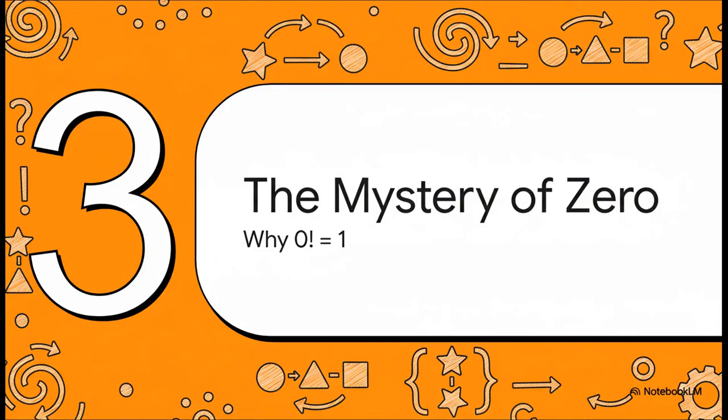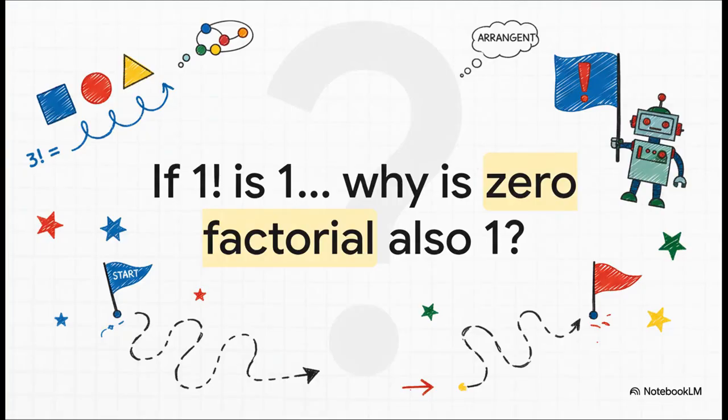And now for the part that trips up just about everyone, the 0 factorial. It's a rule that feels really strange at first, but it is built on pure, solid logic. So let's solve this little mystery. We know that 1 factorial is just 1. That makes perfect sense. But why on earth is 0 factorial also 1? Shouldn't it be 0? It's a great question, and it turns out there are a few excellent reasons why it simply has to be 1.